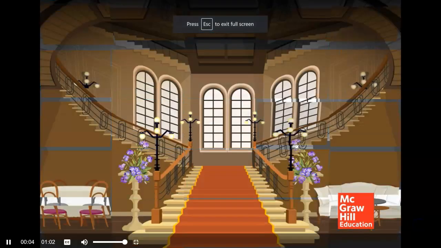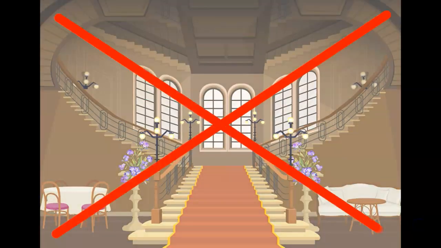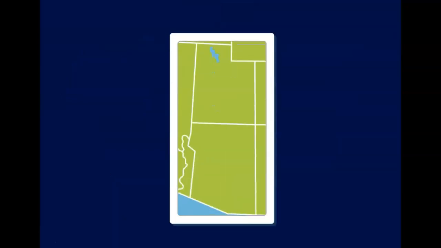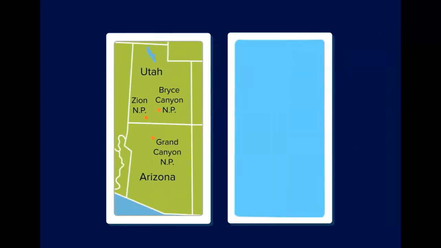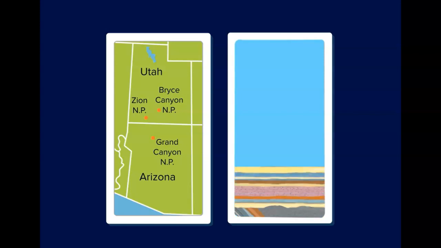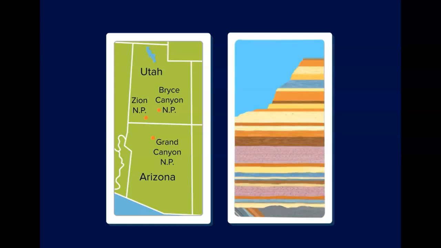If you want to climb the grand staircase, you won't find it in a fancy hotel. Instead, you would need to go to Arizona and Utah and visit 3 national parks. That's because the grand staircase is a sequence of sedimentary rocks that make up the longest exposed geologic section on Earth.